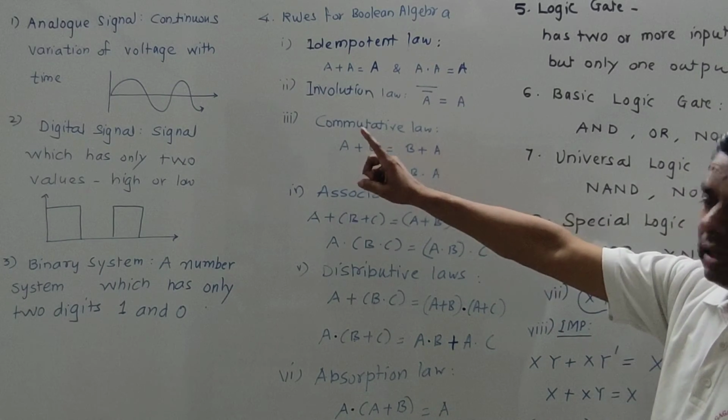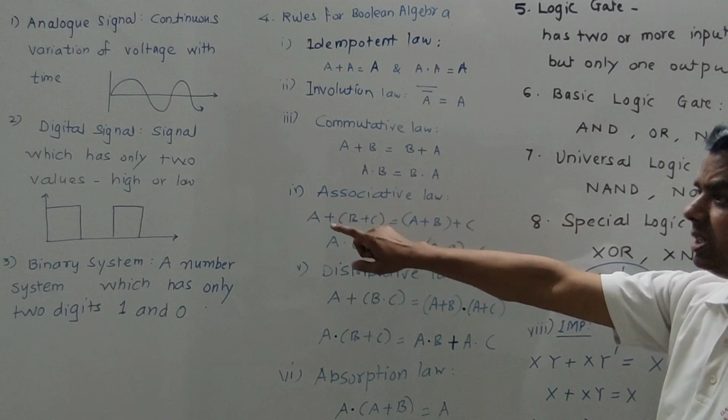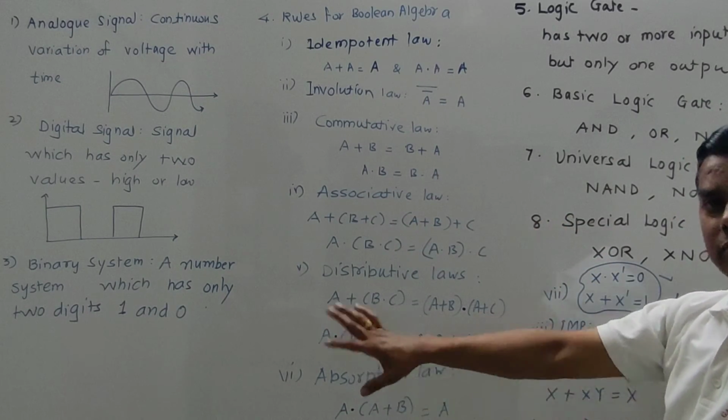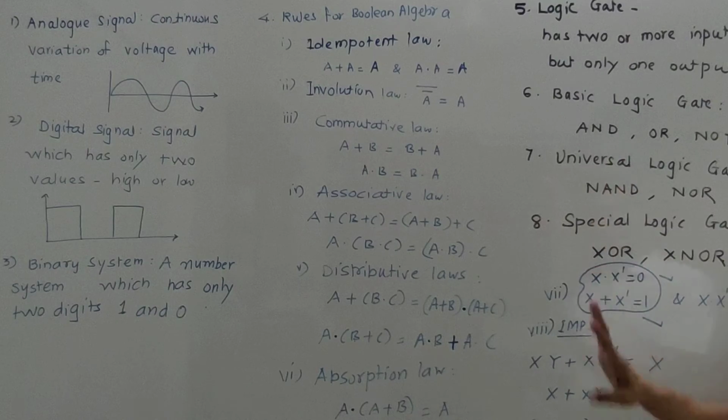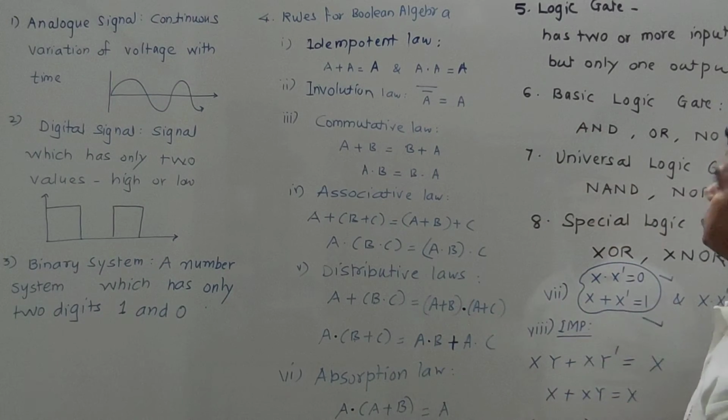So analog signal, continuous signal. Digital signal, 1 and 0. Binary system, 1 and 0. And these are all important rules.